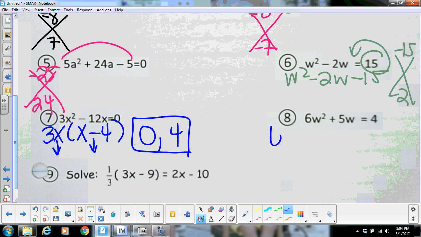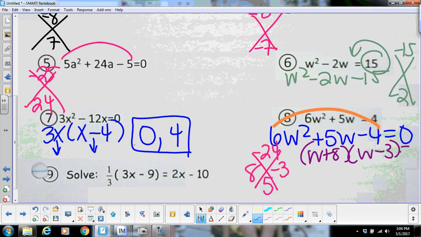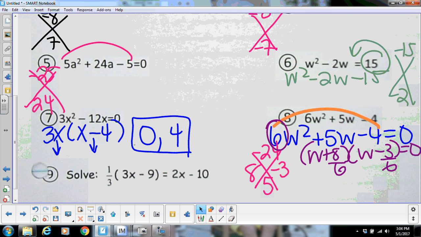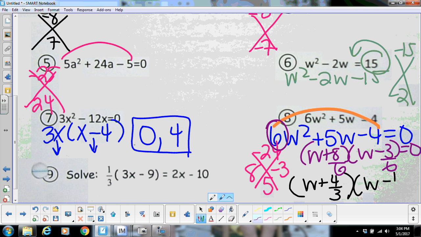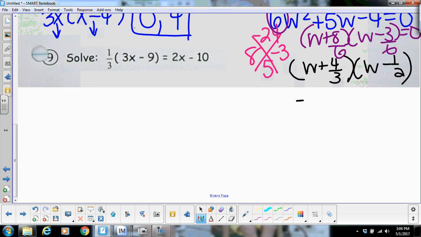Okay, number 8, once I get it set equal to 0, I'm going to multiply first times last. So that's going to give me 8 and -3. Okay, so that gave me w plus 8 and w minus 3. Those need to be divided by 6. Okay, and that does reduce. So this takes me down to 4 over 3. And this one takes me to 1 over 2. And then whenever I solve those out, that's going to give me an answer of -4/3 and an answer of +1/2.